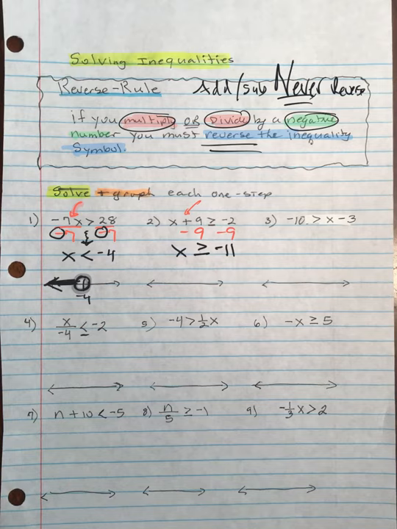So we just have to do all the numbers that are greater than or equal to negative 11. So it has to be all the numbers greater than negative 11 are to the right. And because of the equal to symbol, that means this should also be shaded, right? Because negative 11 is also equal to negative 11. Number 3.